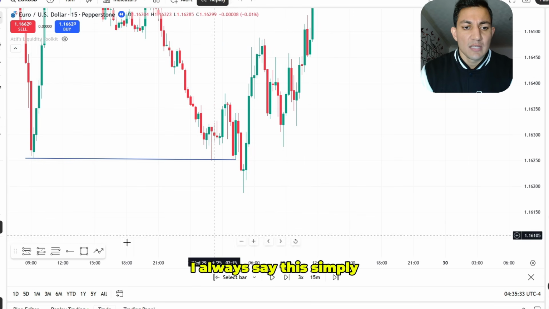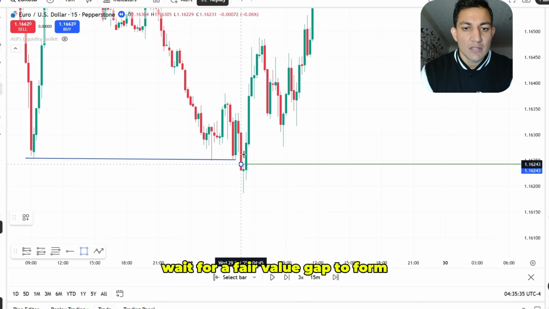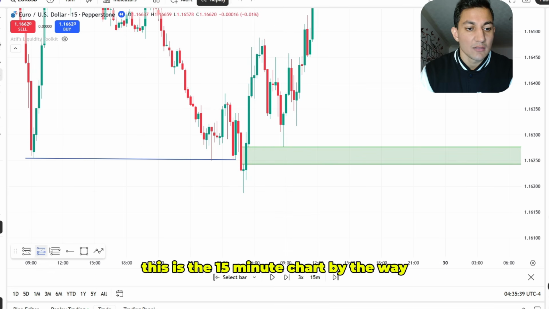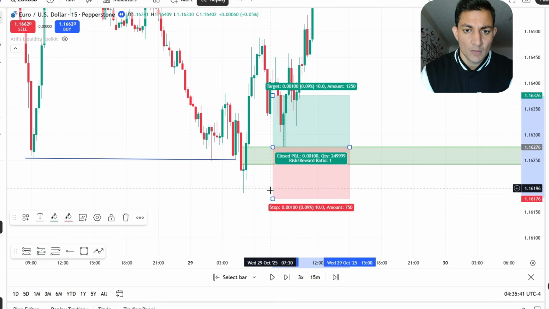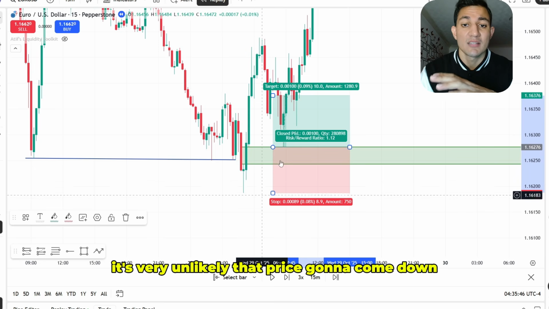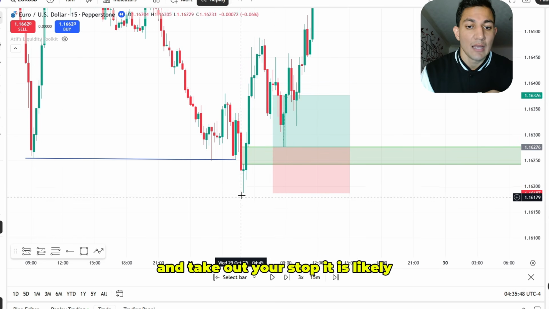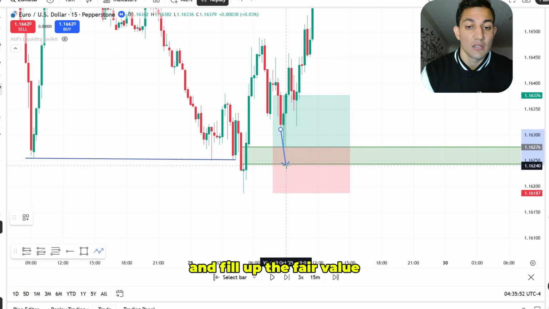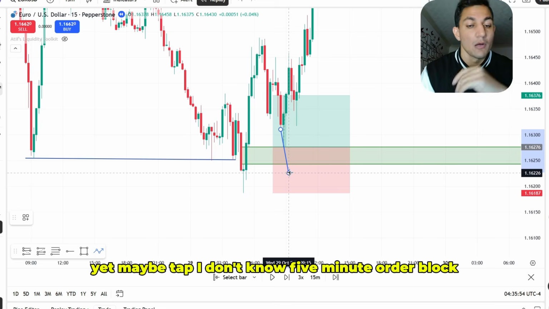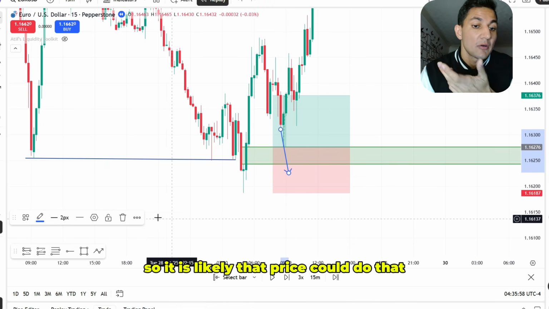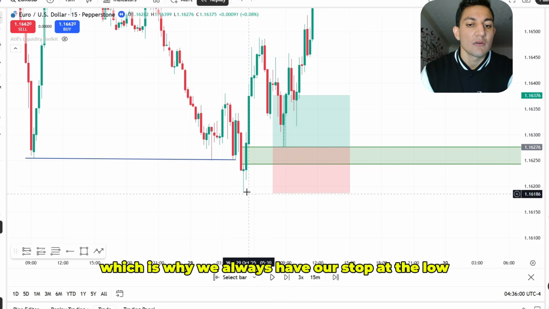For me, I always say this: simply wait for a fair value gap to form in the opposite direction. Look at this beautiful entry. You're going to enter, and this is the 15-minute chart, by the way, and I'll show you it briefly in the 5-minute chart. Stop is always fixed at the low. Do you know how I said it's very unlikely that price is going to come down and take out your stop? It is likely that price will come down here and fill the fair value gap, maybe tap a 5-minute order block, let's say here, and then shoot off. So it is likely that price could do that, which is why we always have our stop at the low.